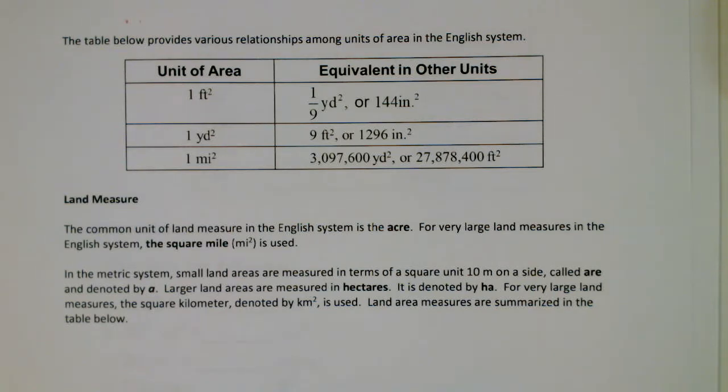And then a square yard is going to be equivalent to 9 square feet or 1,296 square inches. Well, a yard, of course, is 3 feet. Square the 3 feet, you'll get 9 square feet. And also 1 yard is actually 36 inches. Square the 36 and you will get, in this case, 1,296.